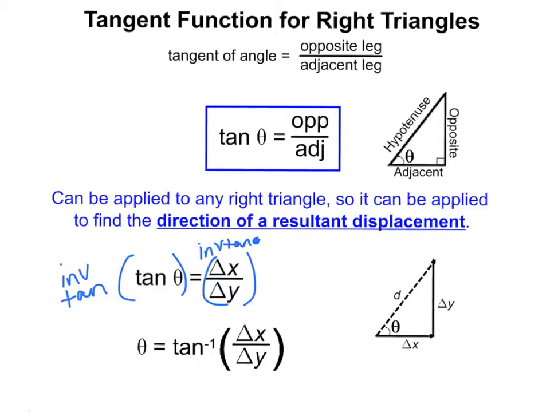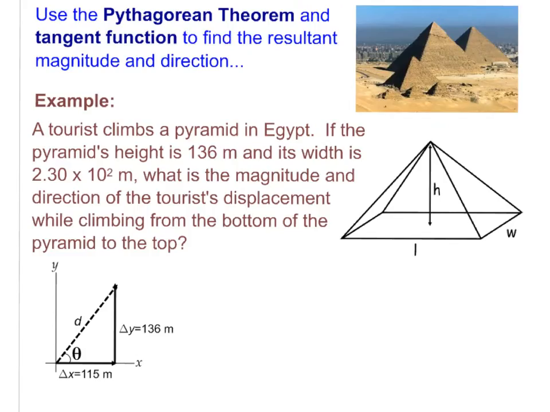Let's practice some of this now. Okay, you're probably wondering why I put a picture of the pyramids on the beginning of this little video, and it's because we have a little pyramid problem. So let's do this together. We're going to use the Pythagorean theorem and tangent function that we just learned about to find the resultant magnitude and direction for this problem. So here's our little example problem.